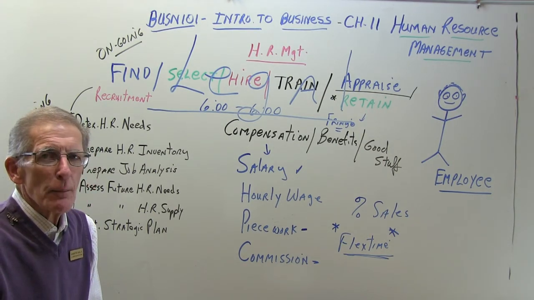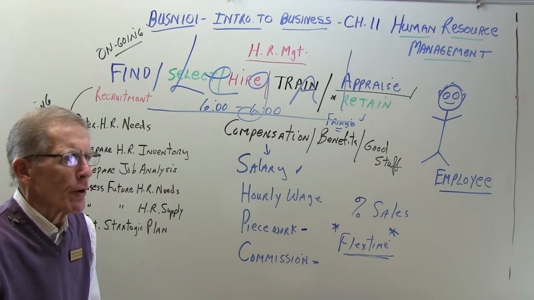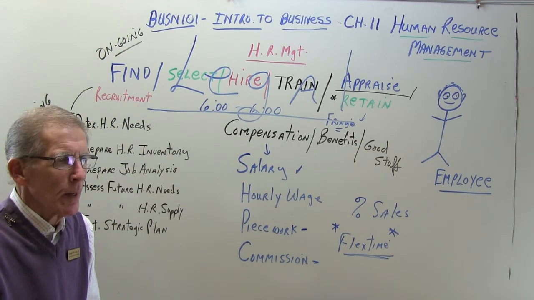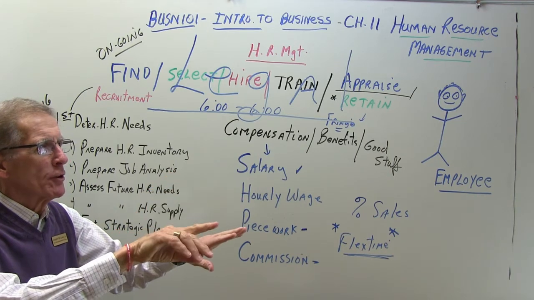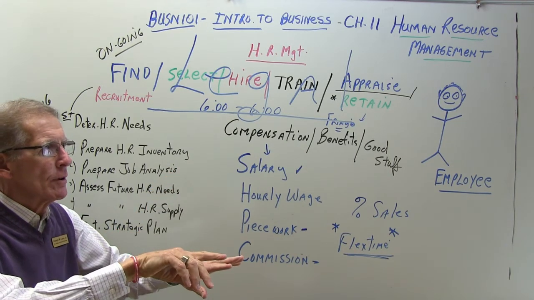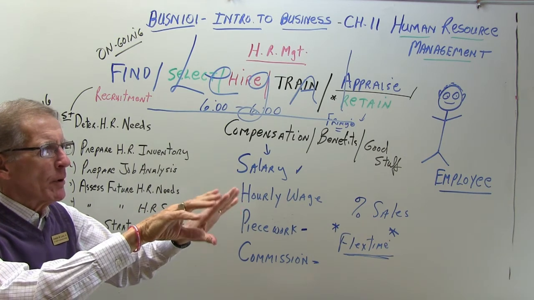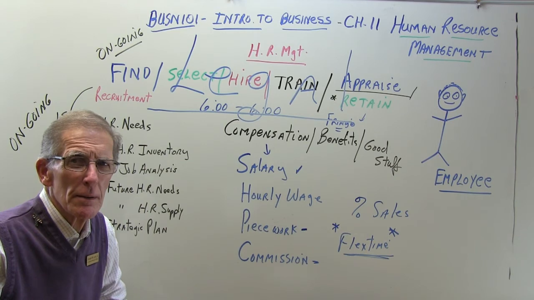When you fill out an application, if an employer puts on that application things like age, marital status, religious preference, race, ethnicity, should they put those things on an application? No, they're illegal. It's illegal to put them on there.